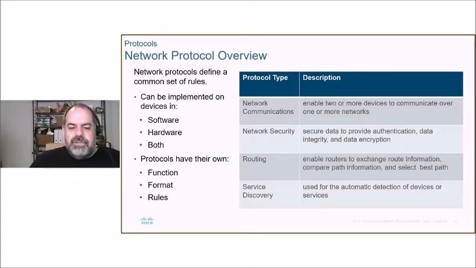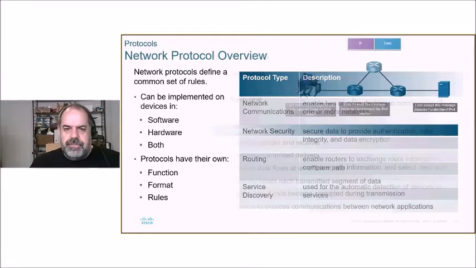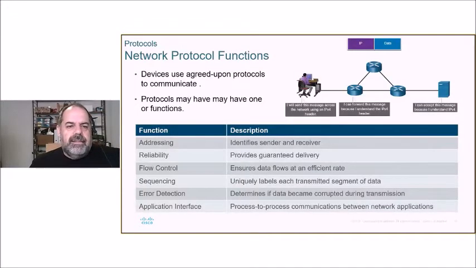Routing, of course, is routers talking to one another, exchanging information. And so, of course, that's how routers learn remote networks as destinations. And then service discovery, used for automatic detection of devices or services. Okay, so devices use agreed upon protocols to communicate. Protocols may have one or more functions, I'm assuming that's talking about there.